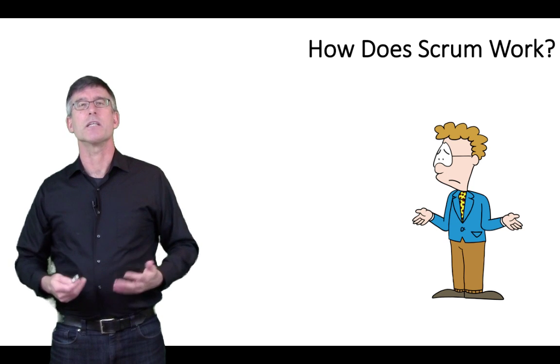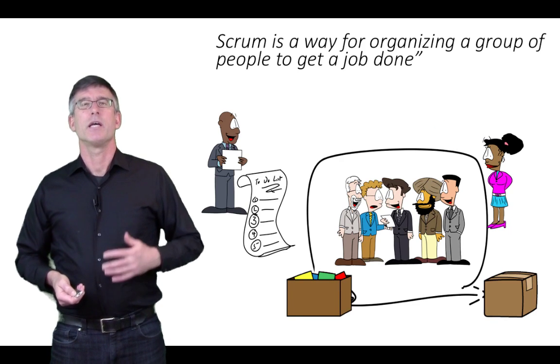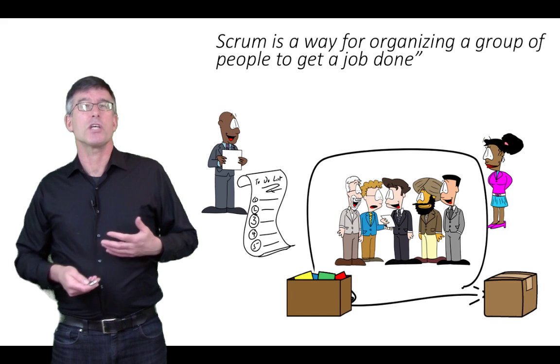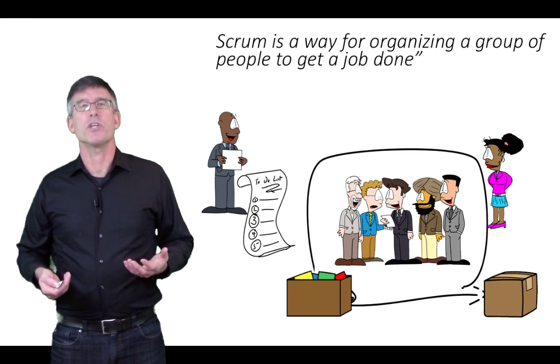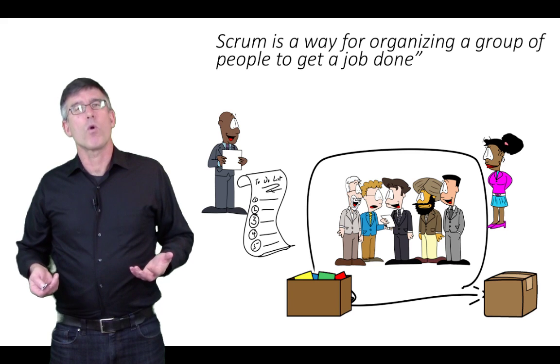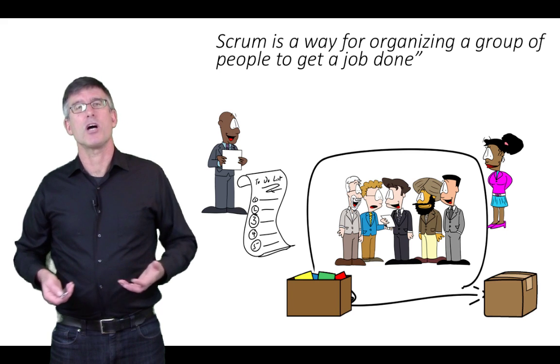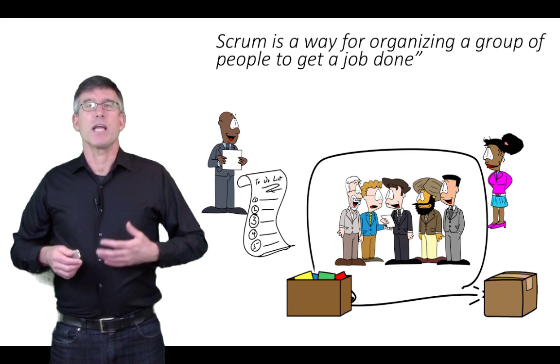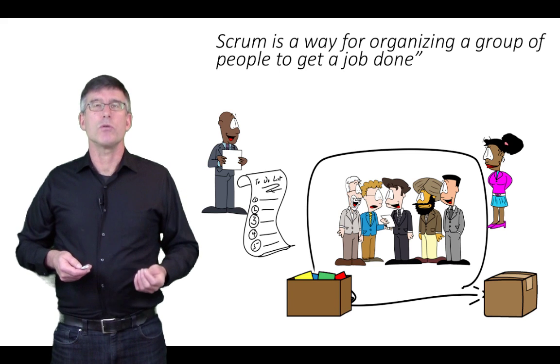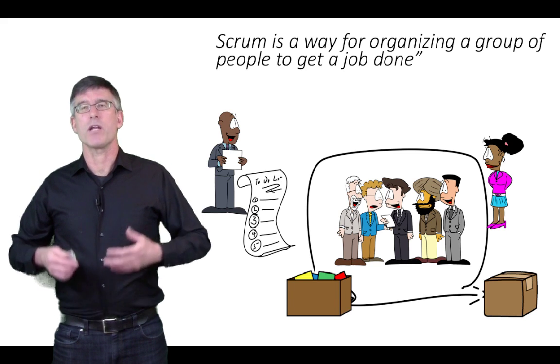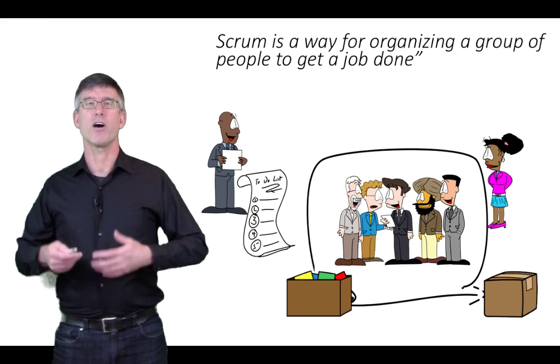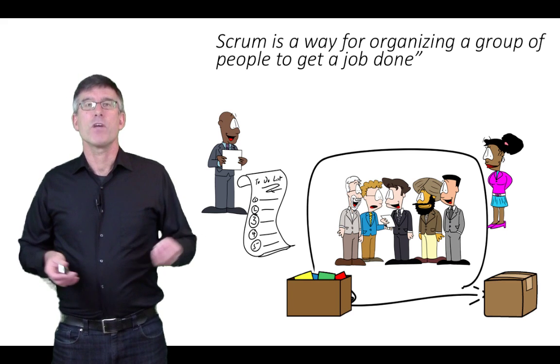So how exactly does Scrum work? In the previous topic, we suggested using the example of a community event that Scrum was a way of organizing a group of people to get a job done. And we related it to how we would have someone with a to-do list who knew what needed to get done.